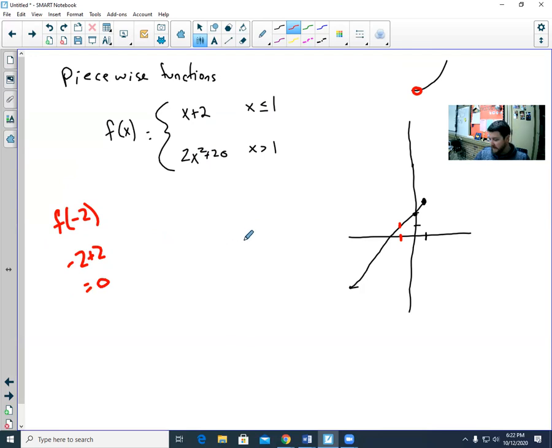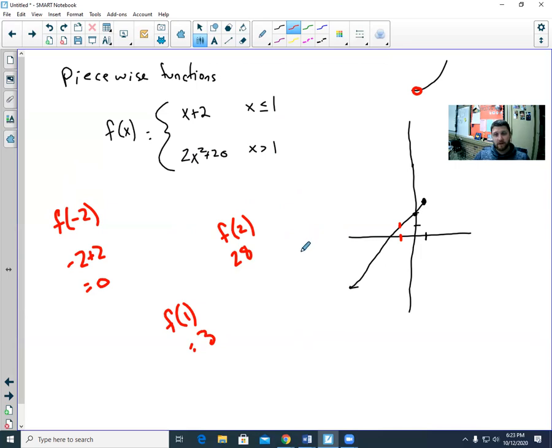If I want something like f of 2, I'm going to end up looking here because 2 is bigger than 1, right? So now I'm going to plug 2 into here. So 2 squared is 4, 2 times 4 is 8, plus 20 is 28. The one that could be a little bit tricky is what happens if I ask you for f of 1? I'm not really sure which one to use, but this one has an or equal to sign, which means that I have to use the top one. So my value is going to end up being 3.